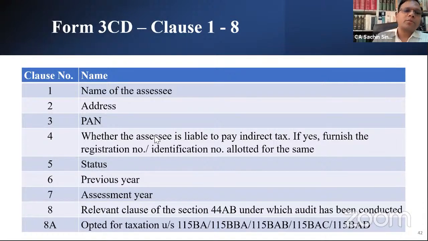Now come to the important points. Up to 1 to 8A is in part A, and the remaining is in part B. So point number 4: whether the SSC is liable to pay indirect tax. The language in the form is not indirect tax. It says whether the SSC is liable to pay taxes as per the GST Act, customs, excise duty, etc., or any other indirect tax. I have just summarized here that we are covering only indirect tax. If yes, furnish the registration number or identification number allotted to the same.